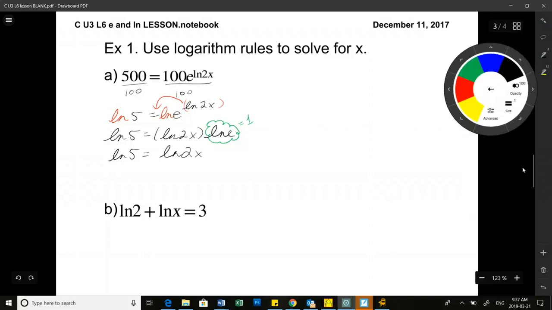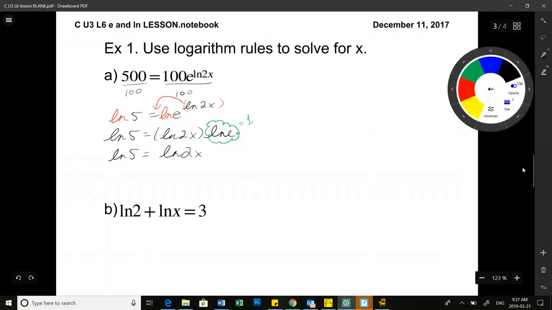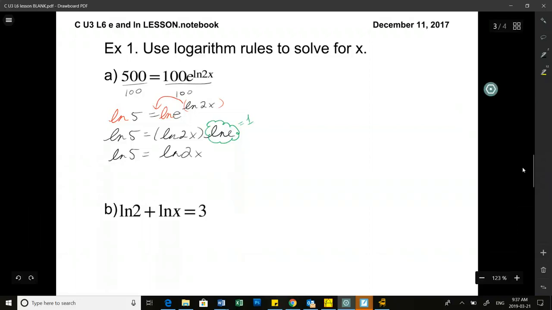Okay, so here's my question. Is the ln of 5 equal to anything other than the ln of 5? Your answer should be no. The ln of 5 is only going to be equal to the ln of 5. So what do I know about 2x? 2x must be equal to 5.